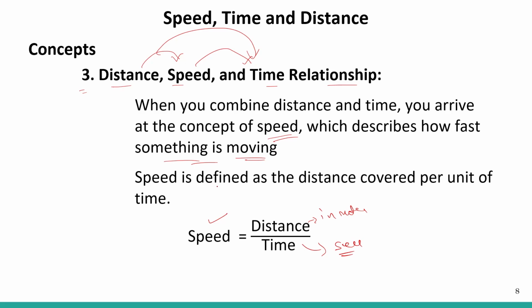Speed is defined as the distance covered per unit time. So if t is equal to 1, then it is in unit time, so speed is equal to distance per unit time. Speed is defined as the distance covered per unit time.